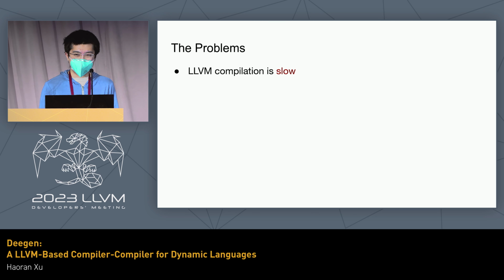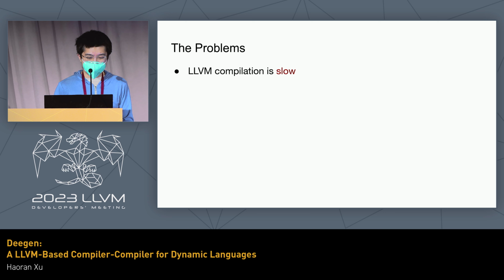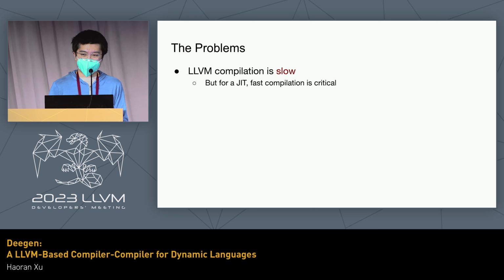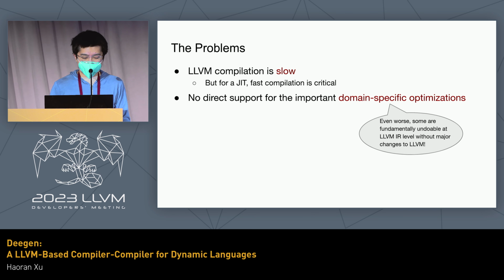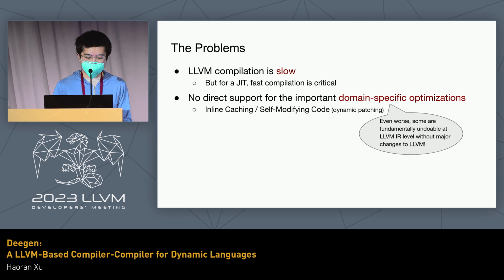LLVM is a highly optimized compiler, and the code generated by LLVM is really good, but the compilation is not good at all. For a JIT, it's important to compile fast since, as I said earlier, the compilation happens at execution time, so the compilation time is part of the total execution time. The second issue of LLVM is that it has no direct support for important domain-specific optimizations.